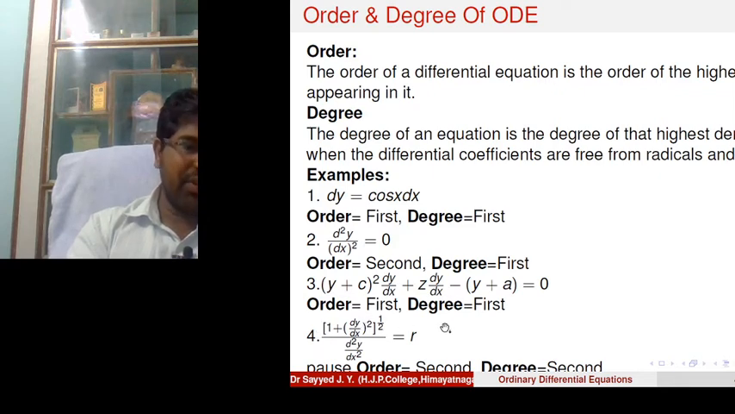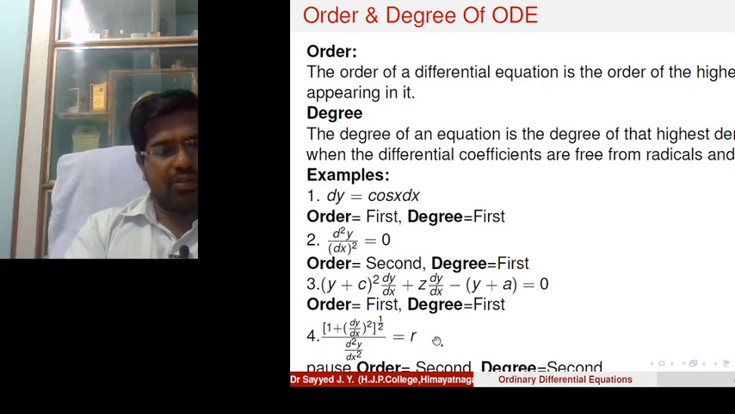So how will you do it? You have to cross multiply and then square it, or directly you can square it. The square of this will become 1 + (dy/dx)², the square root sign will be removed, and it is equal to the denominator squared, r². If you transfer this denominator to the RHS, then this is r into (d²y/dx²) and its square. So here the highest differential coefficient is the second, and what is the degree of that? 2. So the order is 2 and the degree is also 2: a second order differential equation, and the degree is also second.